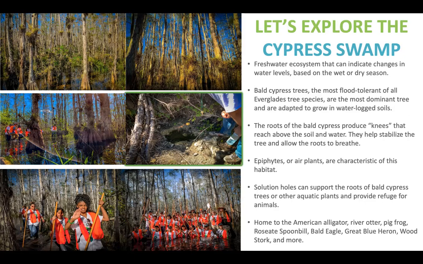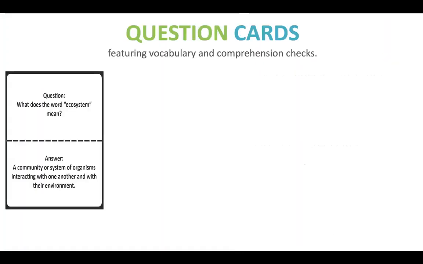We don't have pictures of them on the screen, but the Cypress Swamp is home to the American alligator, the roseate spoonbill, the river otter. Some of our favorite Everglades species can all be found in this beautiful freshwater habitat that we have in the Everglades. So we've flowed from Lake Okeechobee. We've made it to the Cypress Swamp. Here are some question cards from the Cypress Swamp, and I'll pass it back to you, Rebecca.